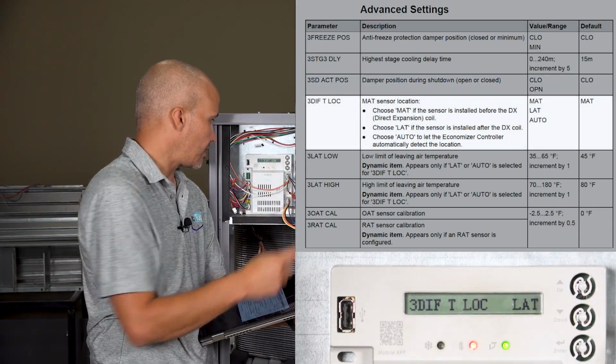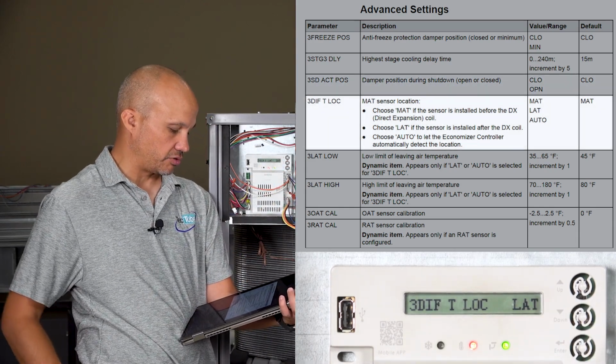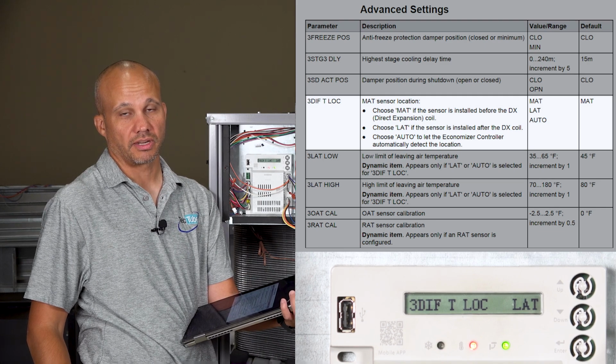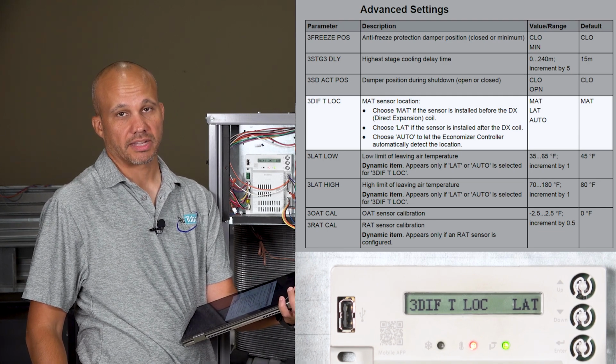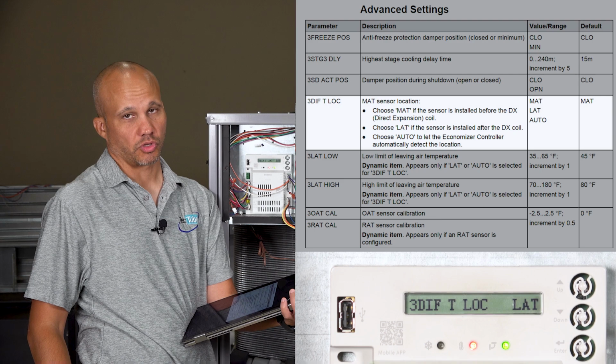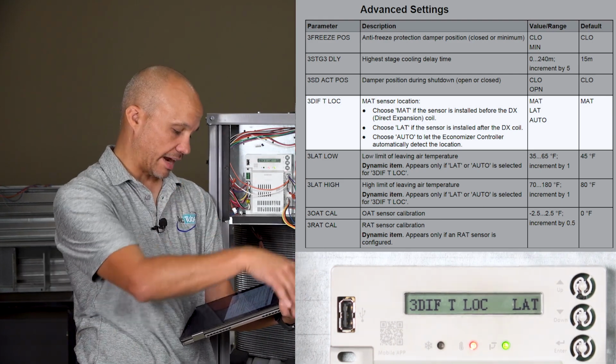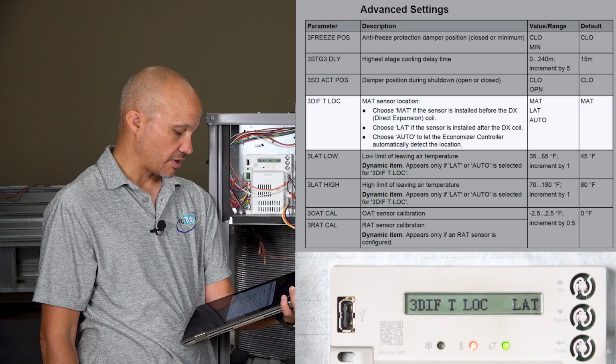If you're going to mount the mixed air temperature sensor in an odd location, you can do that. Normally, you're going to have it in the mixed air position, which means it'll be between the mixing box and the cooling coil, or between the cooling coil and the supply fan. But if for some reason you want to mount it downstream, then you can do that.